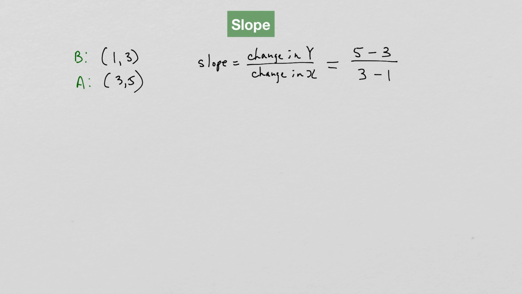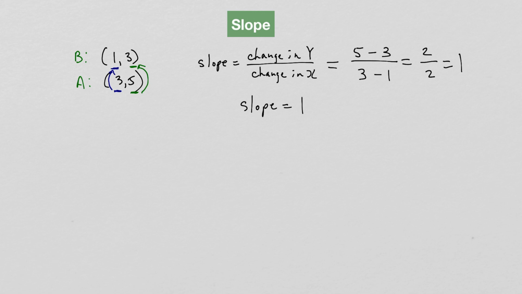Okay? So again, I'm going to label these 5 minus 3 over 3 minus 1. Just put arrows here so you can see the direction of the subtraction. Change in y over change in x. So once you have this, then you can simplify and calculate that this is 2 over 2, which is equal to 1. So the slope is equal to 1.